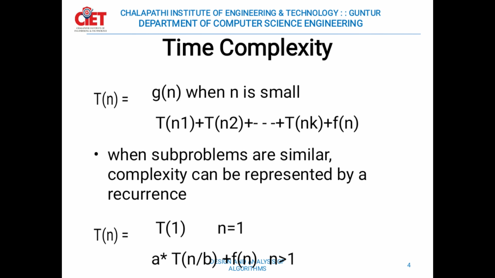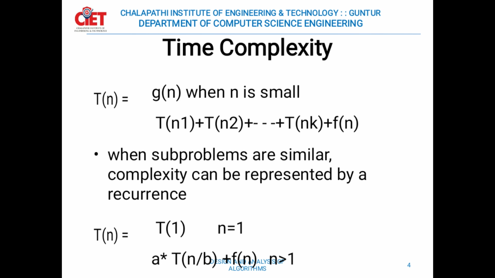Its time complexity is g of n when n is small. G of n is a function. The time complexity is equal to g of n where n is a small one. Otherwise, the problem divides into k instances and the time complexity is T of n1 plus T of n2, T of n3 up to T of nk plus f of n, where the subproblems are of similar complexity and it can be represented by using a recurrence relation.